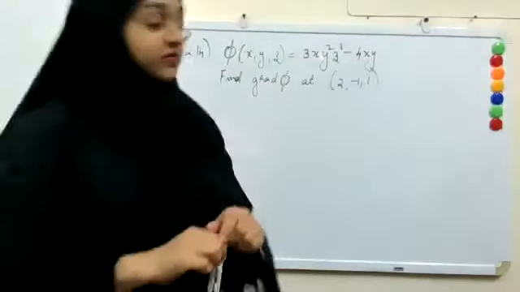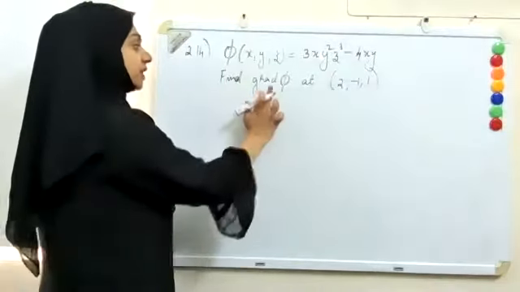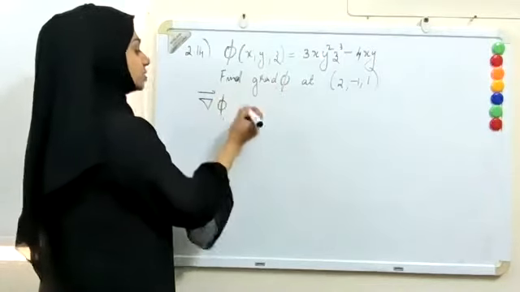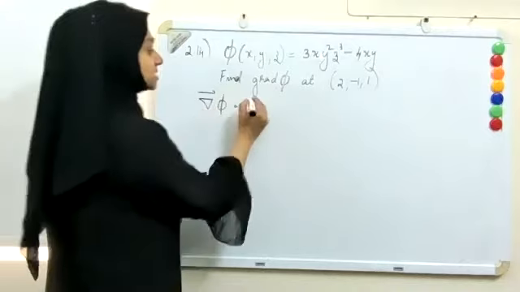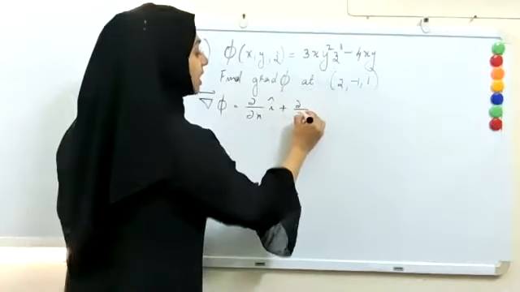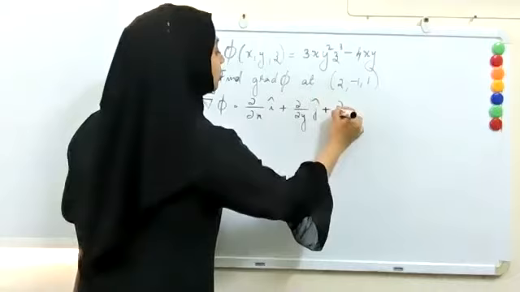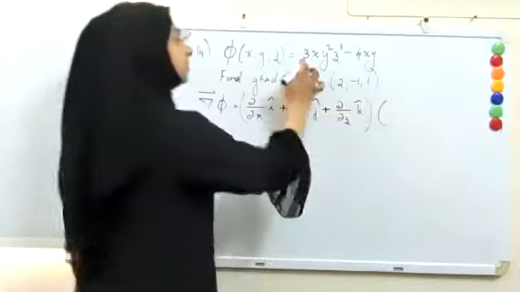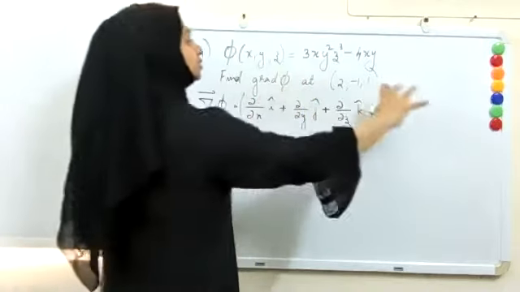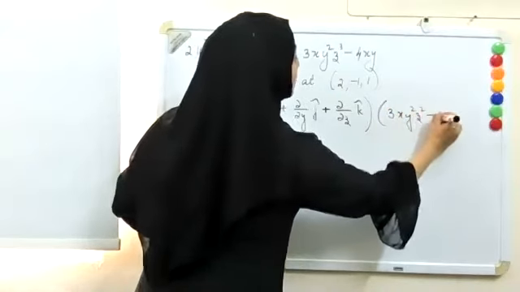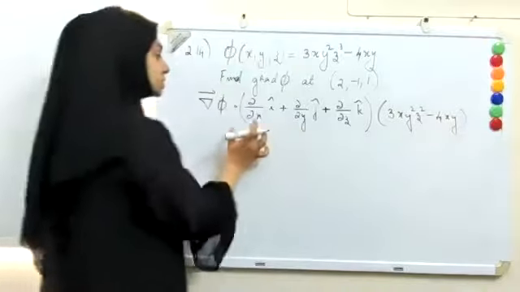You have to find gradient of the scalar function phi. So remember how to find grad phi. Grad phi means del phi. So let us see how to find. Del means dou by dou x i plus dou by dou y j plus dou by dou z k. And the operator should act upon the scalar quantity 3xy square z square minus 4xy. So let us do that.